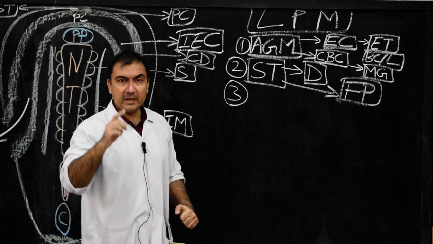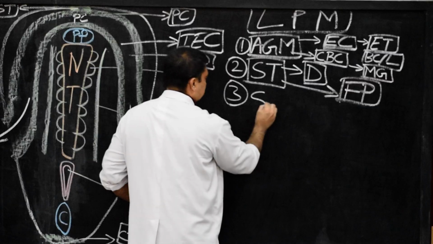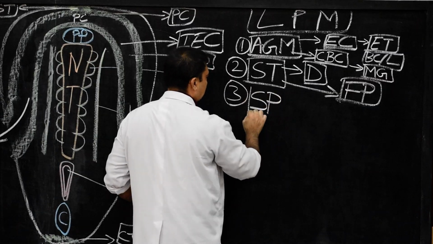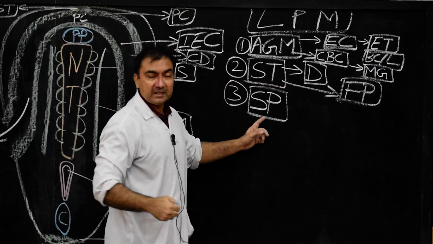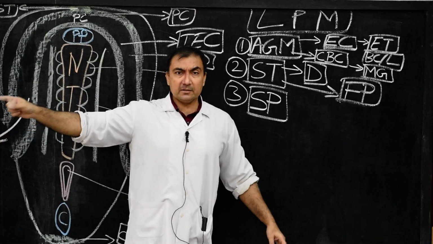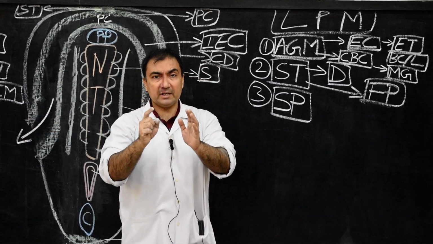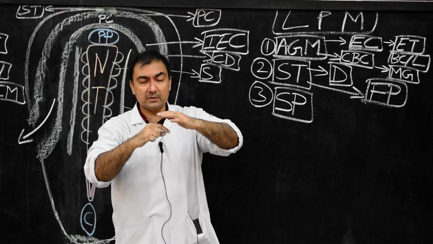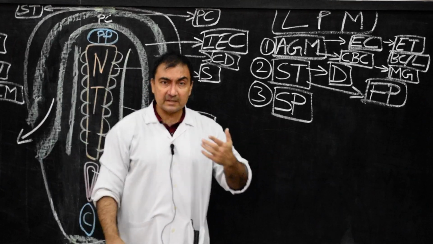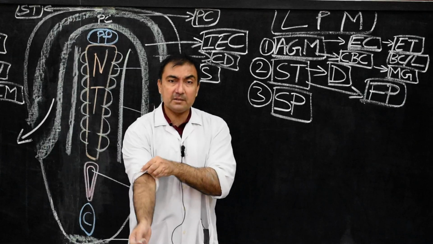Third structure, the splanchnopleuric layer of lateral plate mesoderm, that we have understood on that side. The splanchnopleuric layer of lateral plate mesoderm is in contact with the endoderm. What are the structures developing from the splanchnopleuric layer of lateral plate mesoderm?